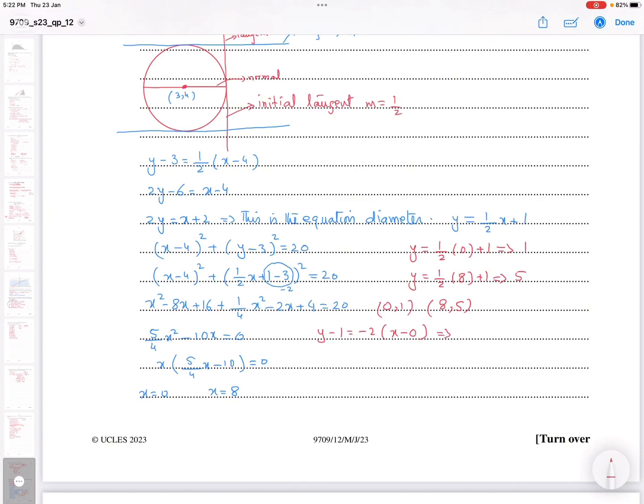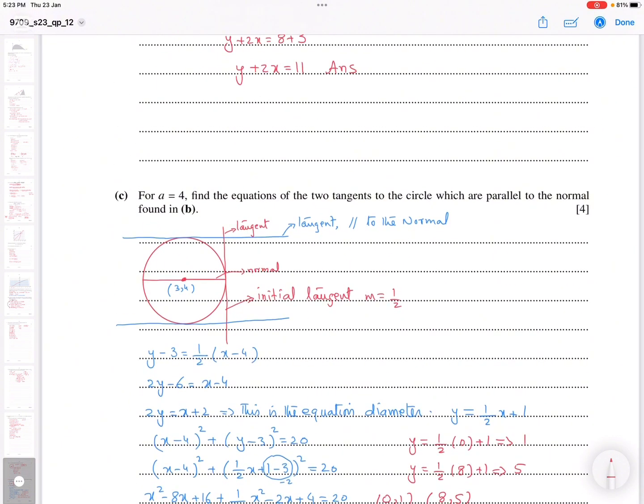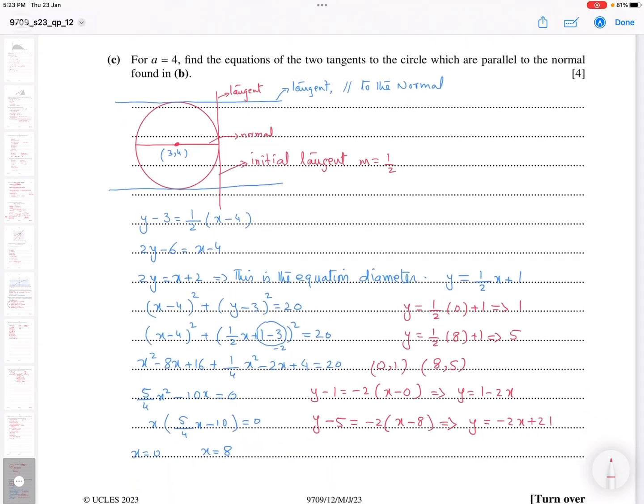From here your equation is y minus 5 equals minus 2x minus 8, and if you simplify it, your equation is y equals minus 2x plus 21. So these are the equations of the two tangents.